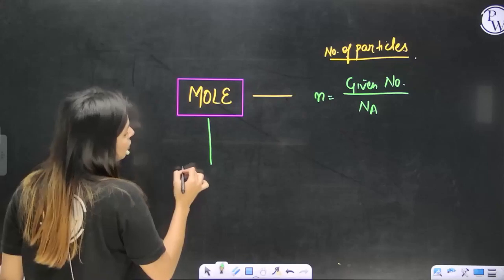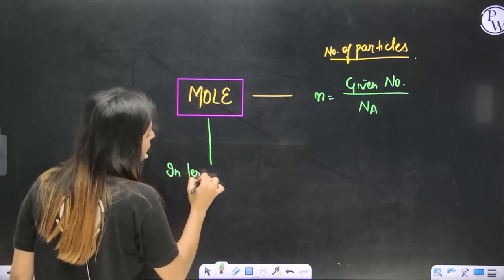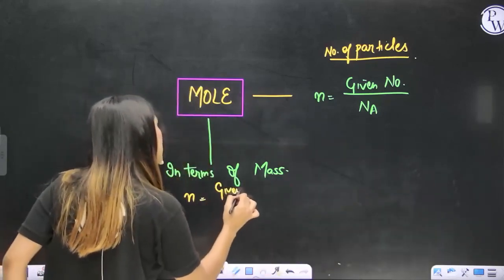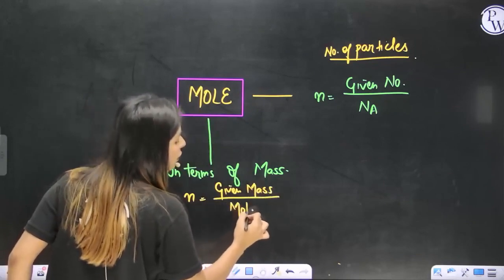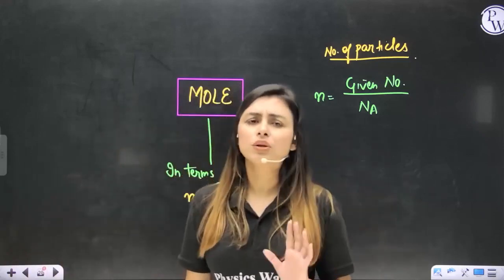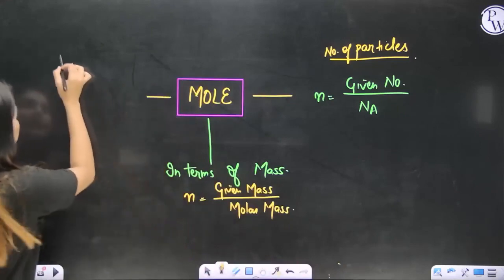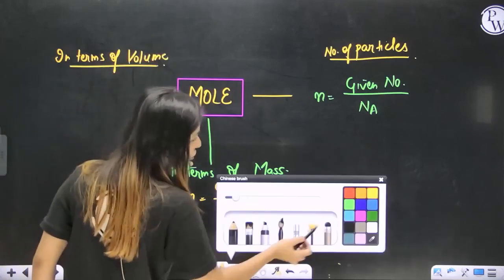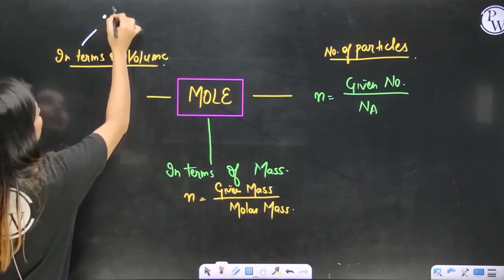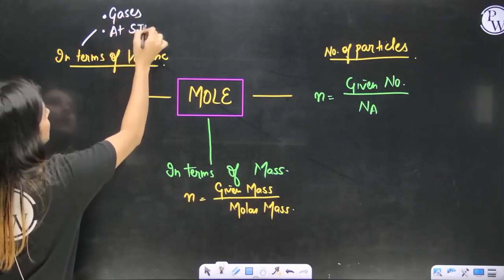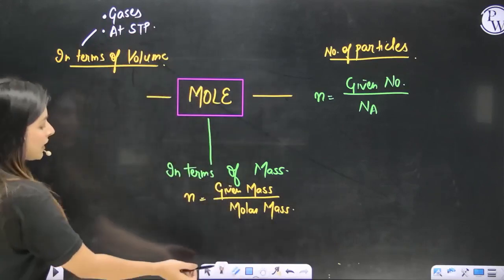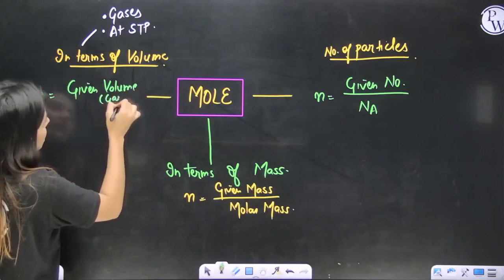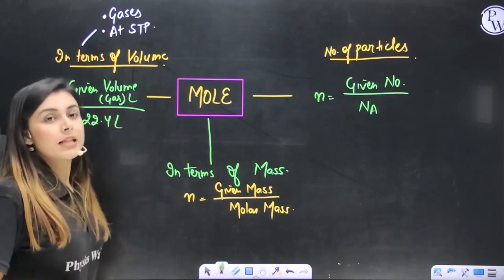If you talk about the mole in terms of mass, what will be the formula? The formula would be moles is equal to given mass divided by molar mass of whatever the atom, element or molecule is given. The next is in terms of volume. There are 2 conditions for this. You have to write those conditions as well. The conditions are: applicable only for gases and at STP conditions. Then moles would be equal to given volume of gas in liters divided by 22.4 liters. This is how you can calculate moles.